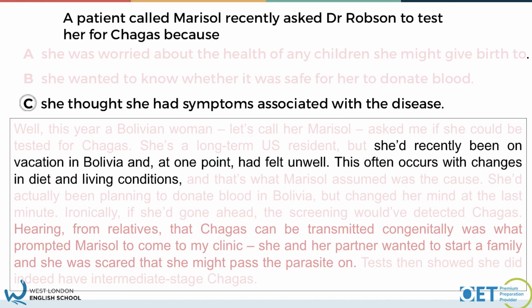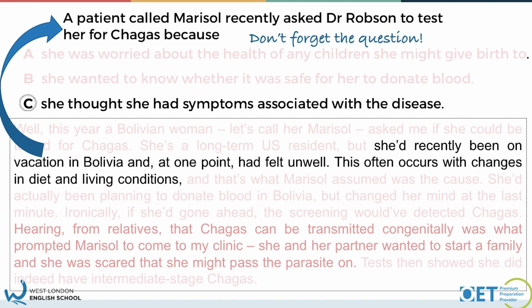It's quite similar with option C as well. It talks about the patient feeling unwell. Okay, but again, this doesn't really answer the question. That's not why she came to see Dr. Robson. So don't forget the question and keep the question in mind. You're always being distracted. Just because you hear something in the listening, it doesn't necessarily mean it's the answer.